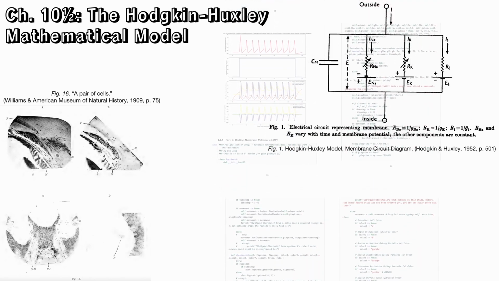Figure 1 is an illustration of the Hodgkin-Huxley model circuit diagram, showing a parallel electrical circuit that represents the membrane of the giant squid axon.